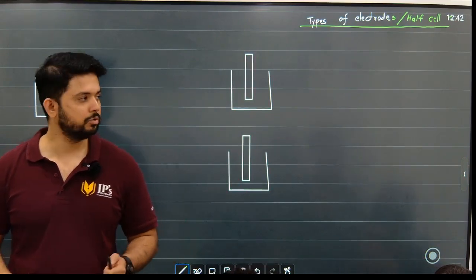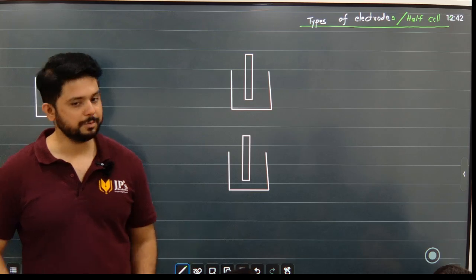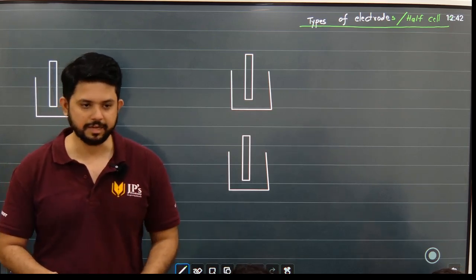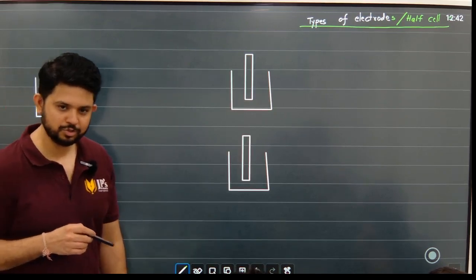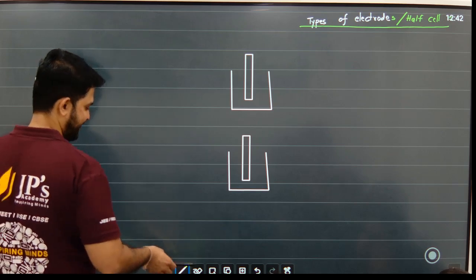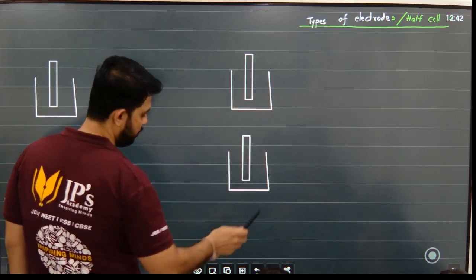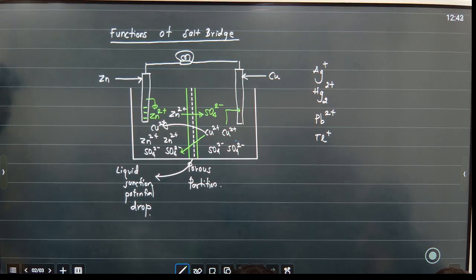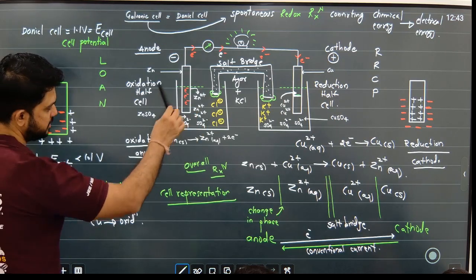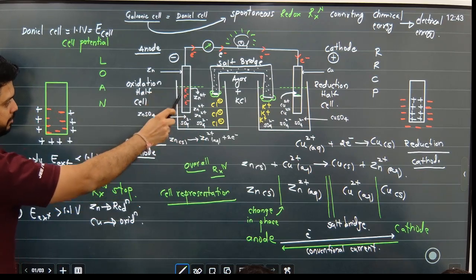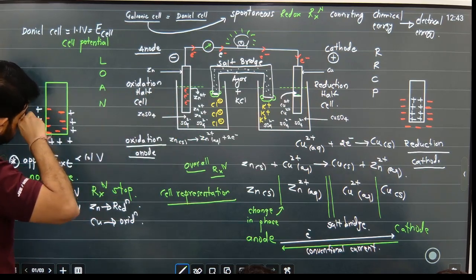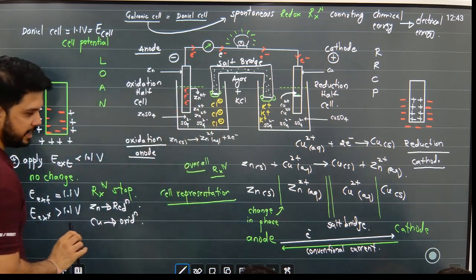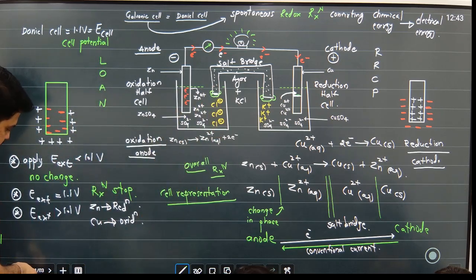Next, we have to understand different types of electrodes. The last topic that we completed, people, was the Daniell cell, and we did the functions of the salt bridge. Now, we've already done the first type of electrode, which is this. Which electrode is this? Zinc, which was dipped in which solution? Zinc sulfate solution.